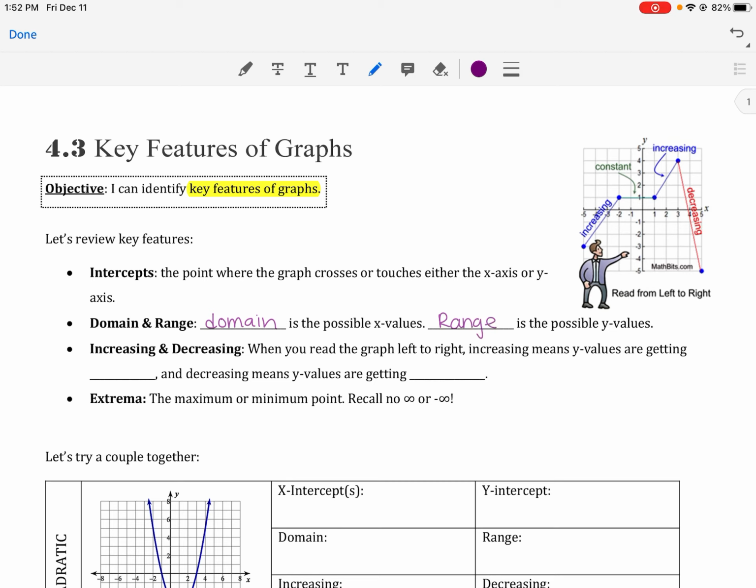So for domain, you want to look kind of left to right. And then for range, we're going to look from down to up. So how low to how high? Maybe I'll say low to high.